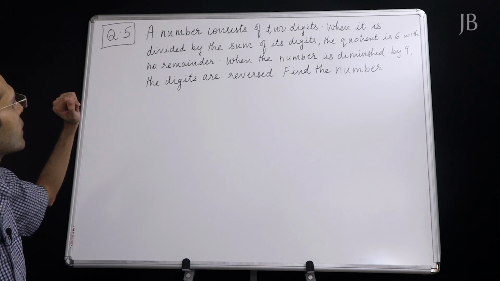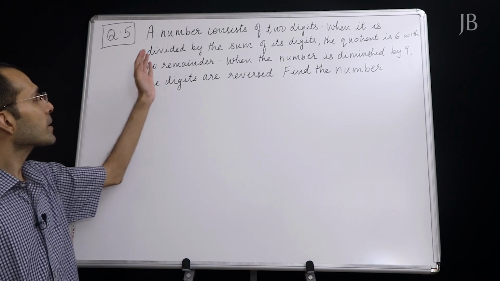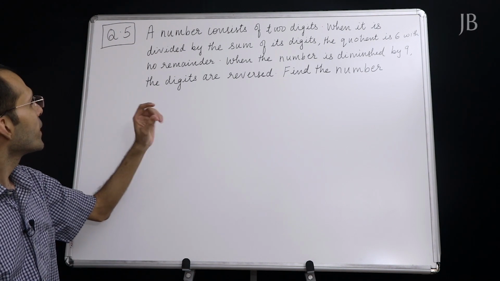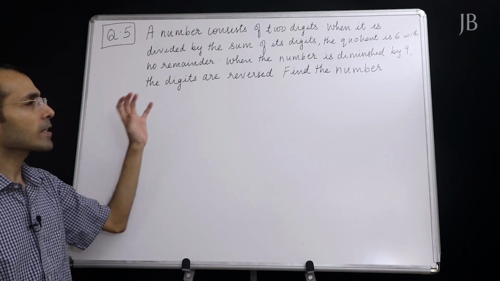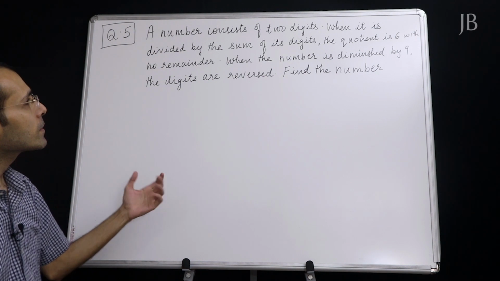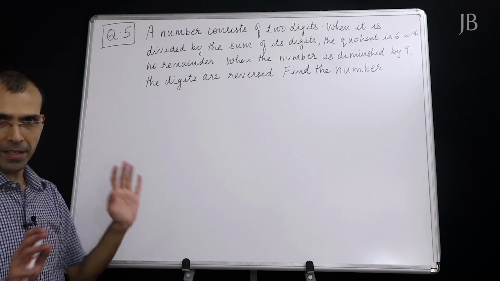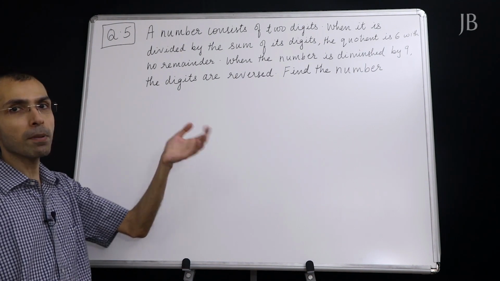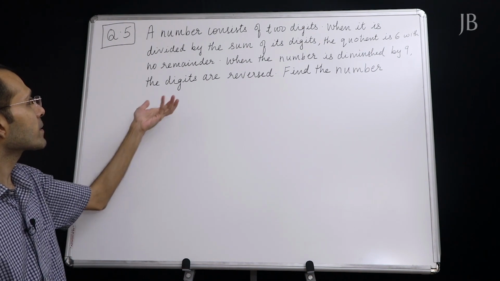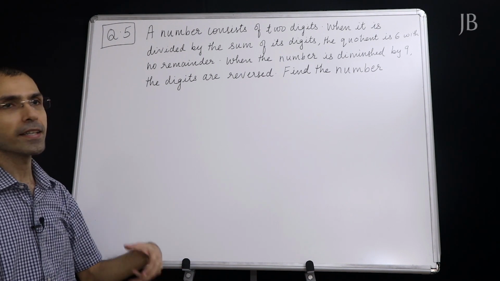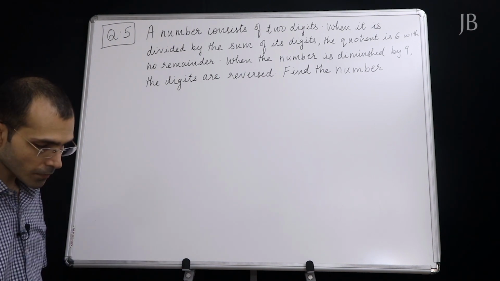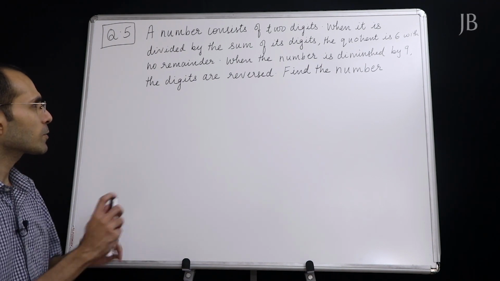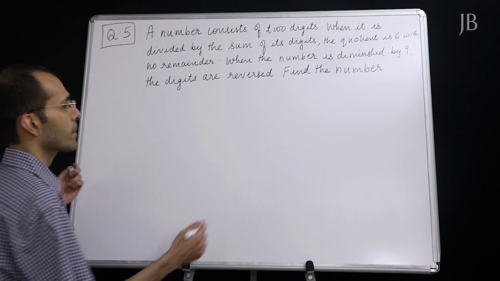Question 5. A number consists of 2 digits. When it is divided by the sum of its digits, the quotient is 6 with no remainder. When the number is diminished by 9, the digits are reversed. Find the number. Before we take this sum, I'll give you some introduction to the units and tens digit.